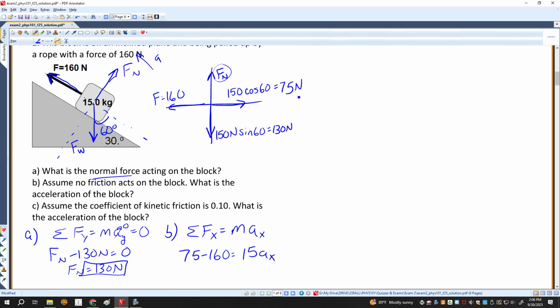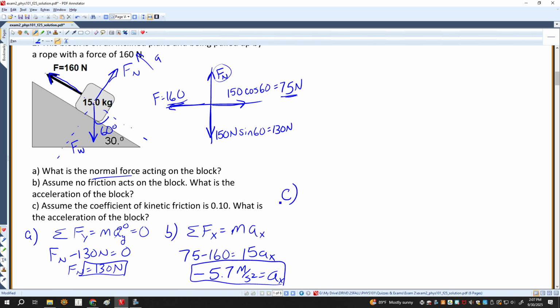What I did there is I said this 75, that's in the positive direction. This is in the negative direction. Those are my forces. To take the vector sum is 75 minus 160. And then 75 minus 160 divided by 15 is minus 5.7 meters per second squared. That's equal to a_x. Right, so that's a_x.